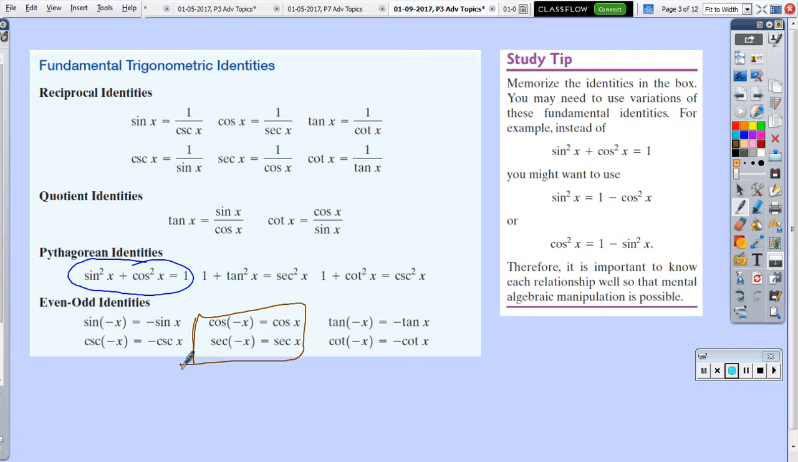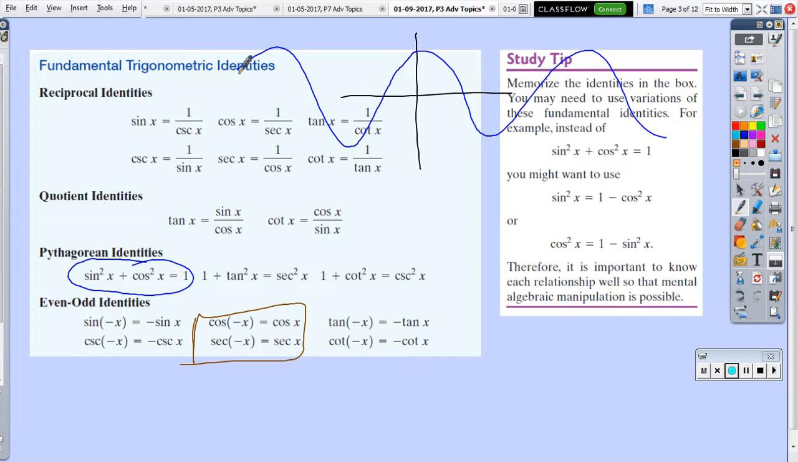Does anyone remember what an even function is? How it's defined? I don't expect you to. An even function is, say, we look at cosine. This is the graph of cosine. If we were to reflect this about the y-axis, meaning just flip it horizontally, you would have the exact same image. That's why cosine of negative x equals cosine of x.